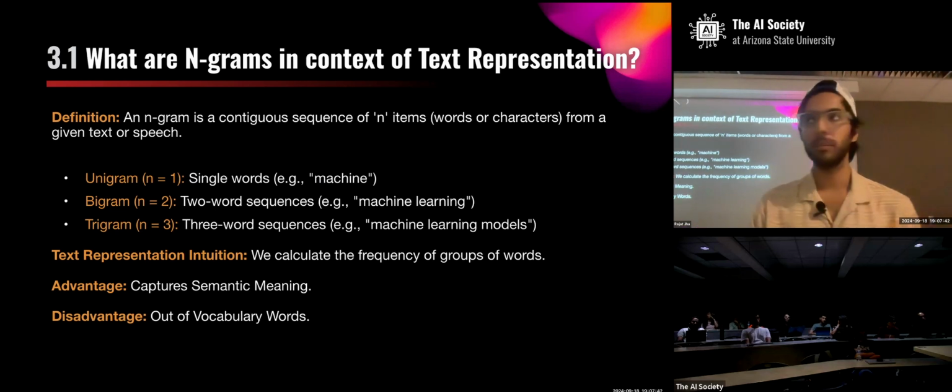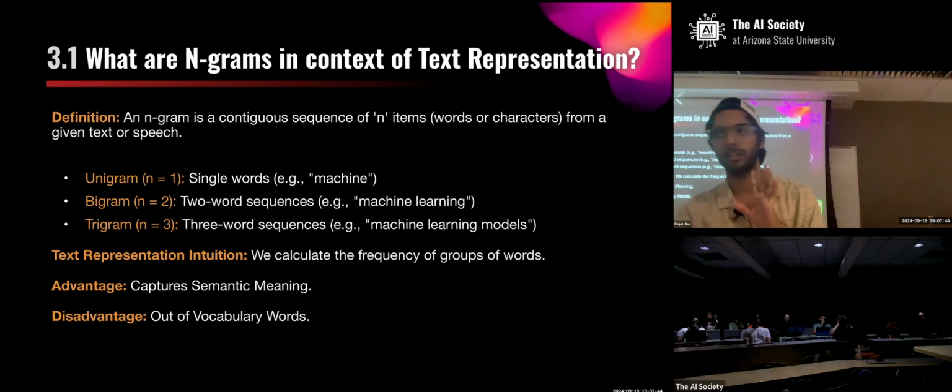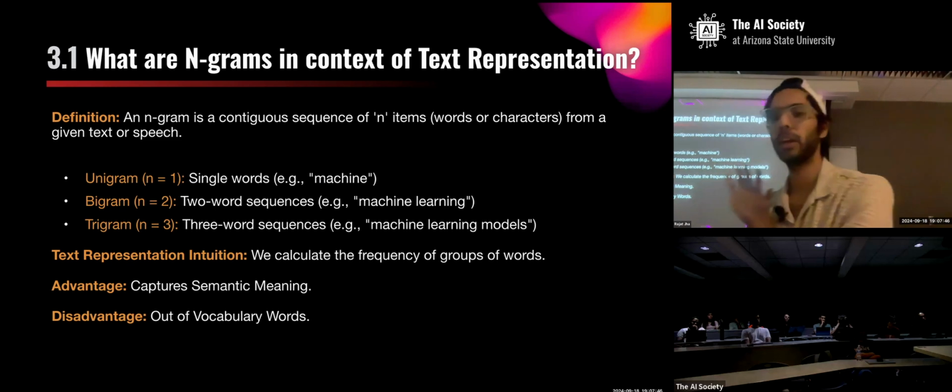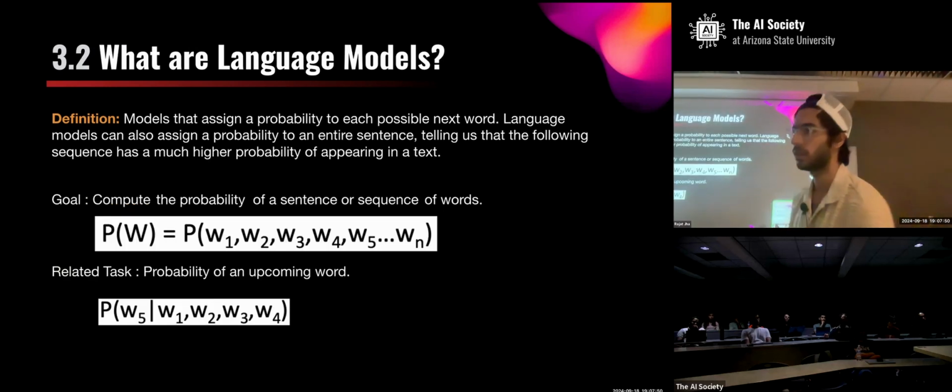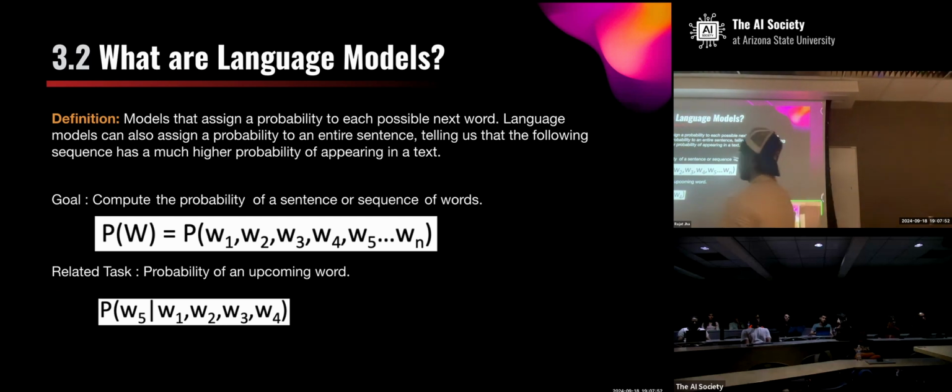So as I said, n-grams in NLP is an ambiguous word. It also represents a way of text representation, but it is also a language model. So before understanding what an n-gram language model is, let's understand what a language model is.